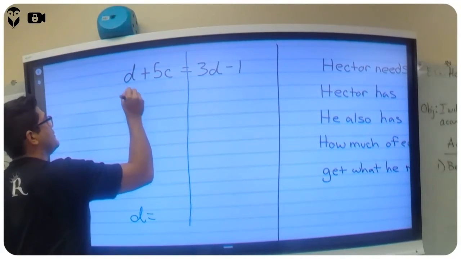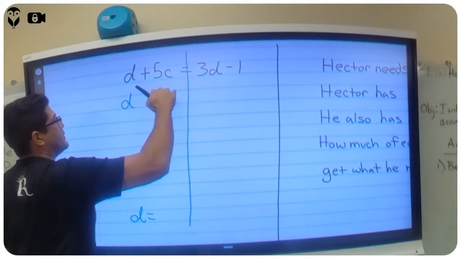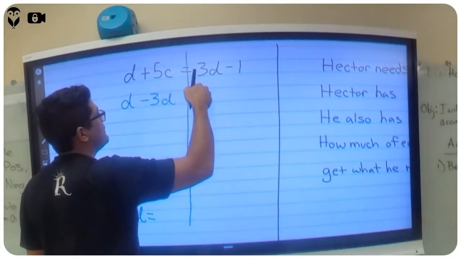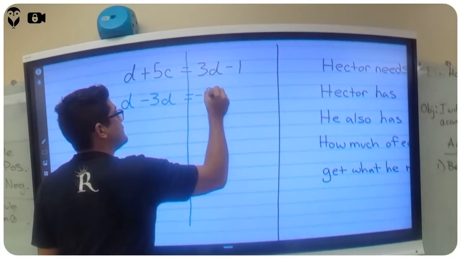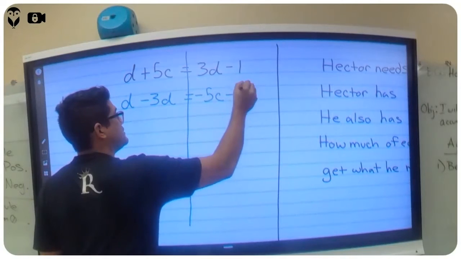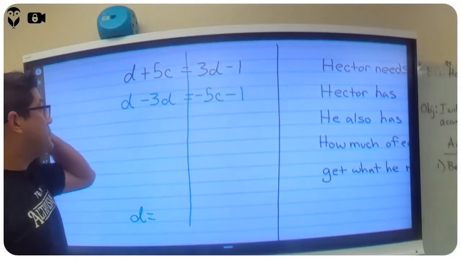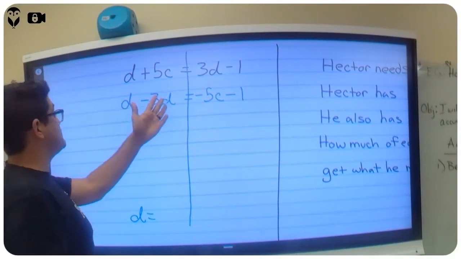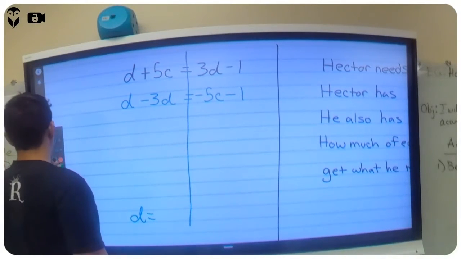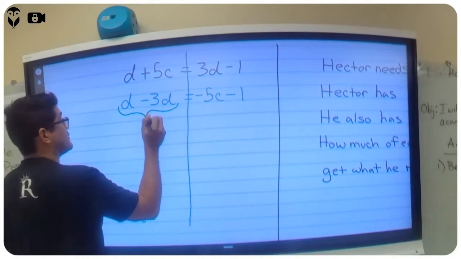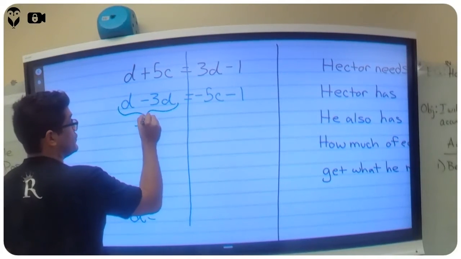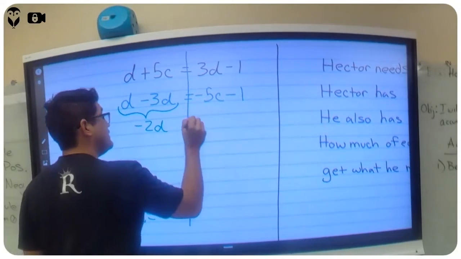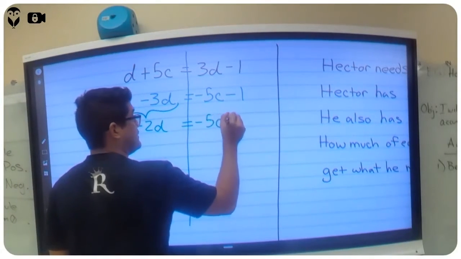So D comes down here. 3D is going to come over here and become minus 3D, and then the 5C is going to become minus 5C, and the minus 1 comes down, minus 1. So it's very similar so far. But look at here. These can combine like terms, right? This is easy. D minus 3D leaves me with minus 2D, because 1 minus 3 leaves you with negative 2, equals negative 5C minus 1.